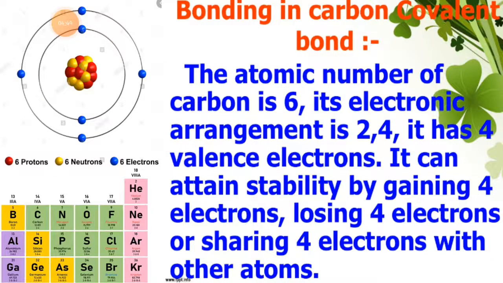The atomic number of the carbon atom is 6. Its electronic arrangement is 2, 4. This means that in the first shell 2 electrons are present, in the second shell 4 electrons are present. So since there are 4 electrons in the valence shell or outermost shell, it has 4 valence electrons. It can attain stability by gaining 4 electrons, losing 4 electrons, or sharing 4 electrons with other atoms.